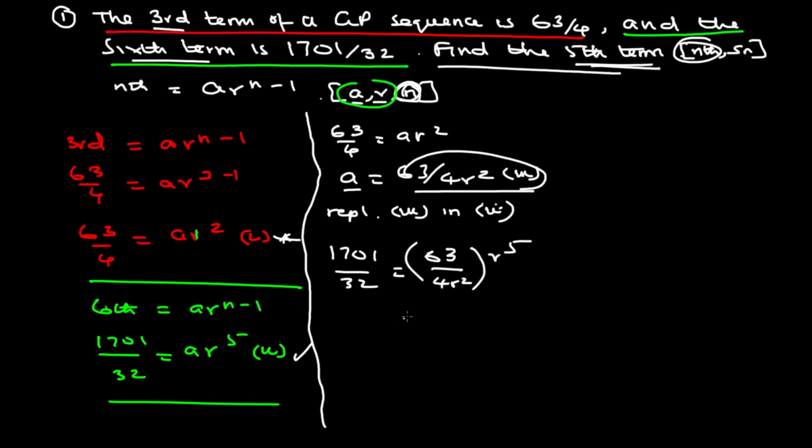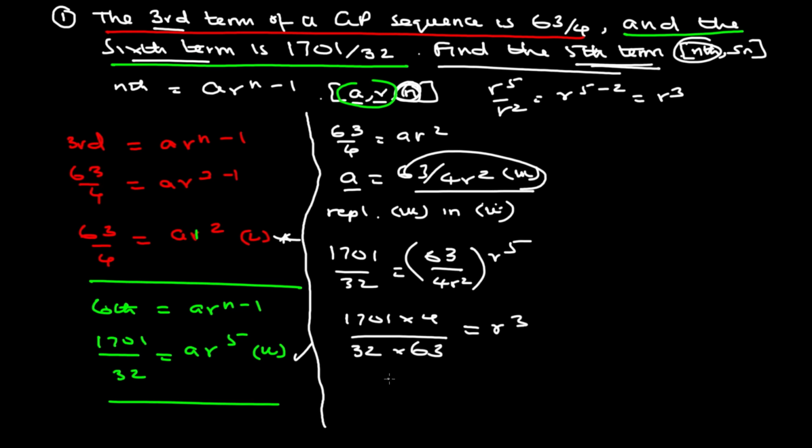So I can take my 4, multiply it to the other side, so it will become 1701 times 4. Then I can take this down here and say 32 times 32 times 63 is equal to R5 over R squared. So here we say that if we have this, it's the same as saying R5 minus 2, which will give me R3. So I've got R3 remaining here.